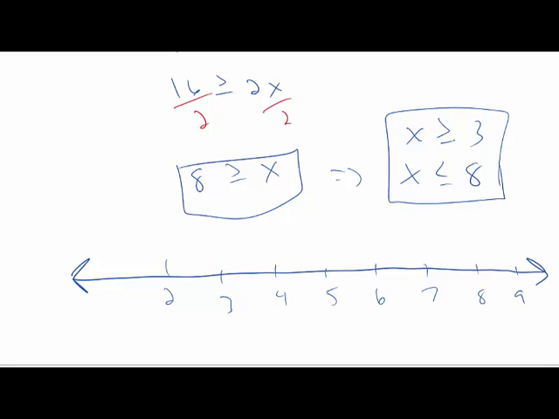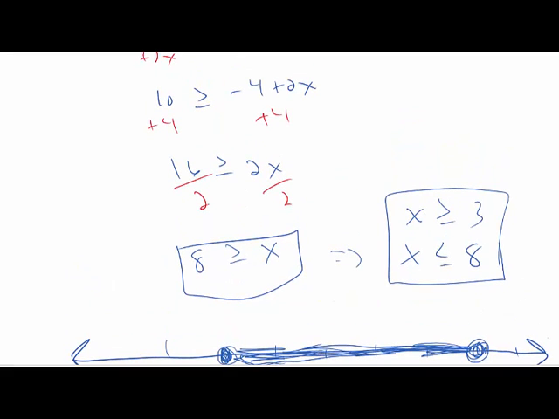And so it's x is greater than or equal to 3. So we find 3, we fill in that thing, and x is anything greater than that. So all of this will be filled. And x is also less than or equal to 8. So we find 8, we fill it in, and x is less than or equal to 8. So everything here is filled in. So all these values between 3 and 8, including 3 and 8, is a solution to this problem.